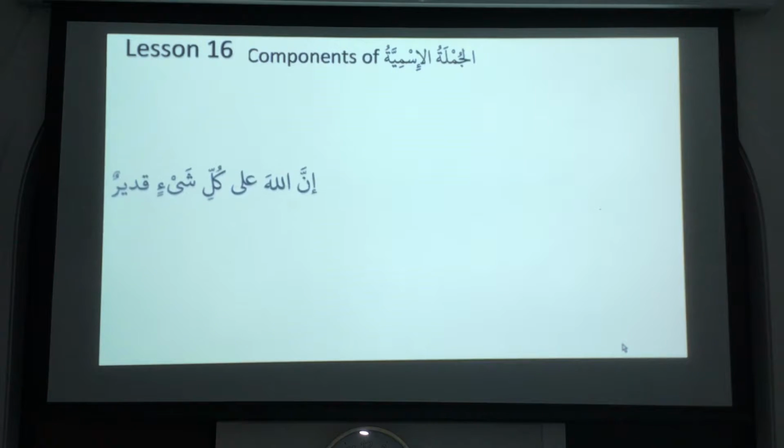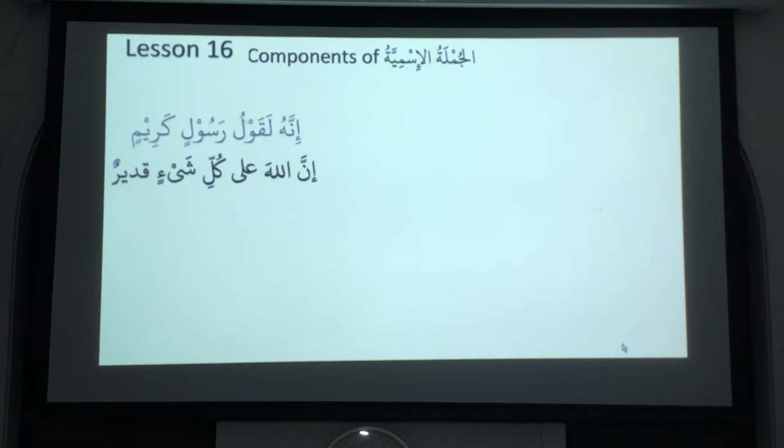So these are the examples we did. I'm not going to go through them because we have some more examples like this today. These are the examples we did to find out which one is mubtada, which one is khabar, which one is muta'alliq bil khabar, depending on what fragment they are.